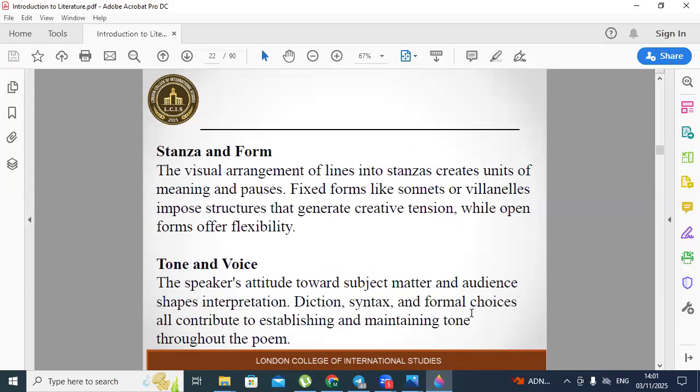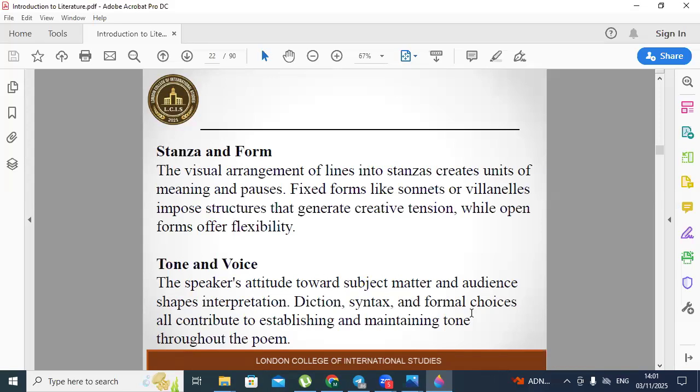Stanza and form. The visual arrangement of lines into stanzas creates units of meaning and pauses for breath and thought, like paragraphs in prose. Stanzas organize ideas, but they also create visual patterns on the page.